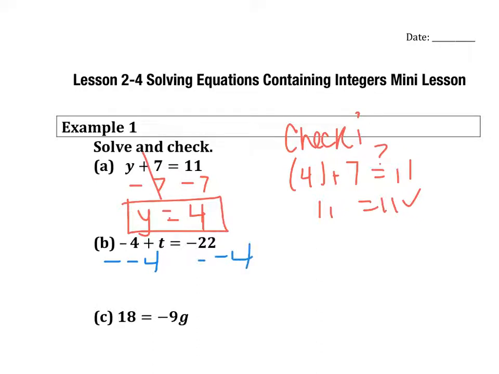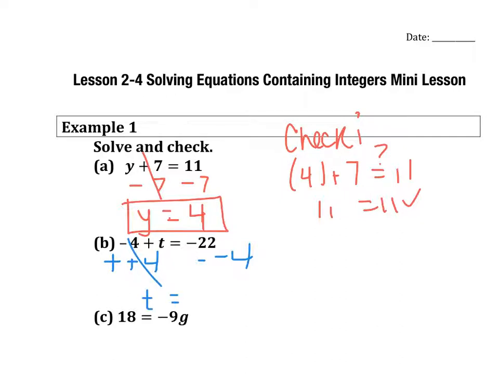Now, remember, when you're subtracting a negative, what you're actually doing is adding a positive. You're finding the change, the difference in those two amounts, which ends up being an increase. You're really finding out what negative 4 plus positive 4 would equal, and it's of course 0. That's our goal. We're trying to cancel it over here, which isolates t.